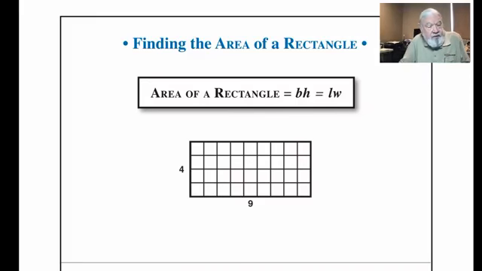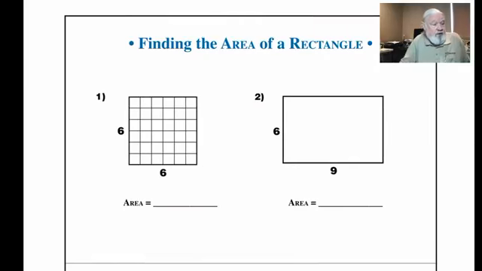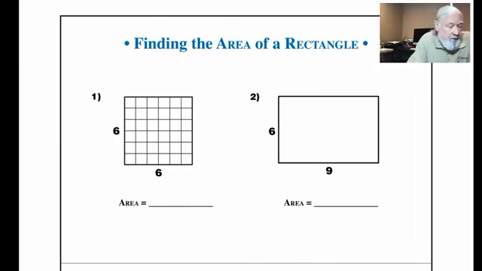Now again, we could draw the squares in every time, but now we have a formula that's going to allow us to do this without having to actually draw the squares. So let's take a look at a couple of sample problems here, one of which I drew the squares in and one which I didn't. So what's the area of number 1 here? Let's take a look at, no, not 36. 36 what?